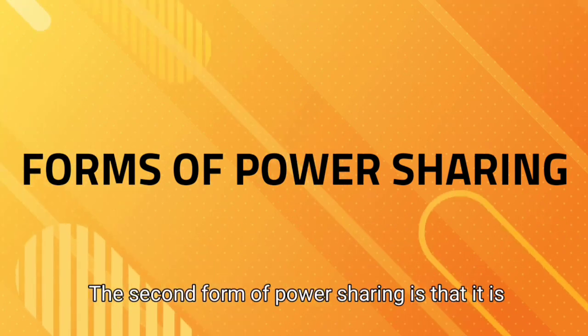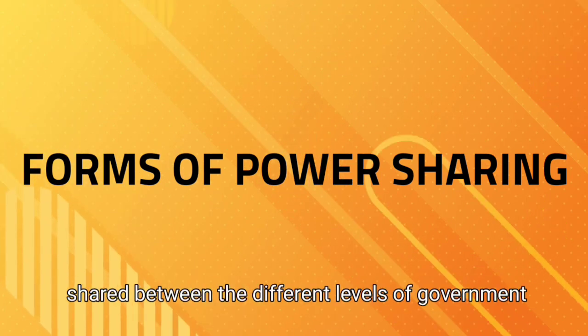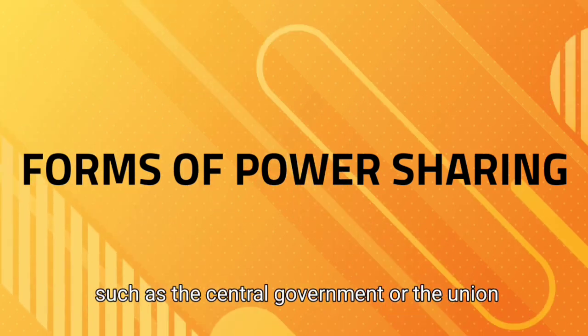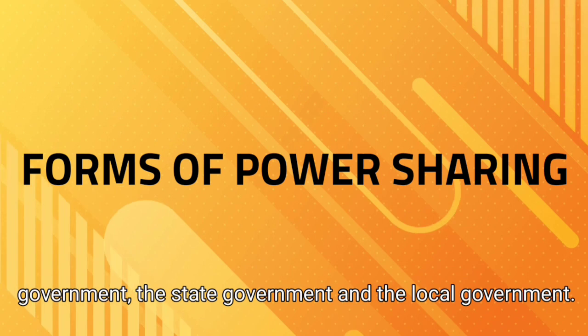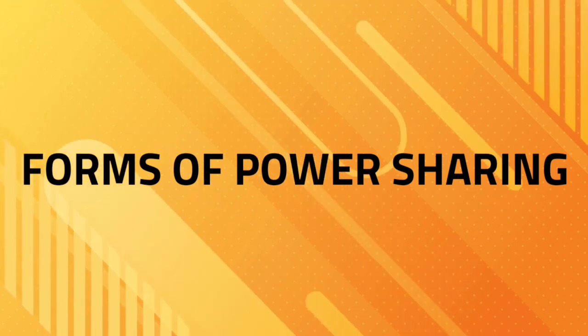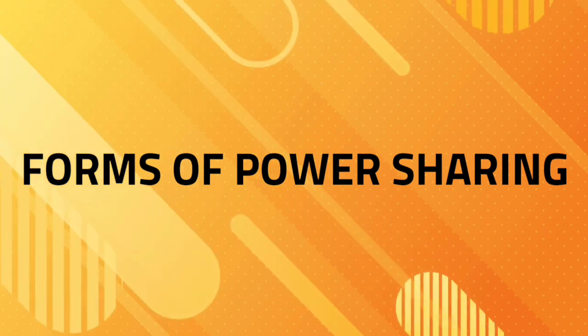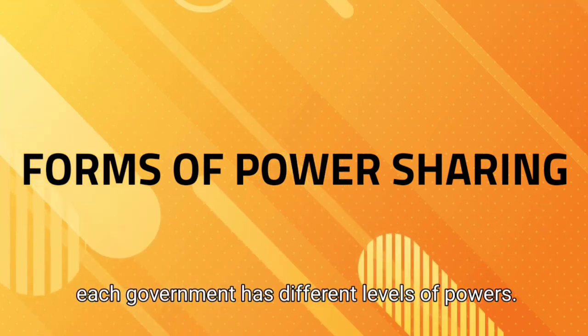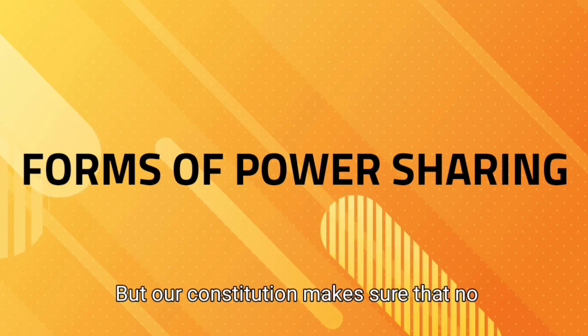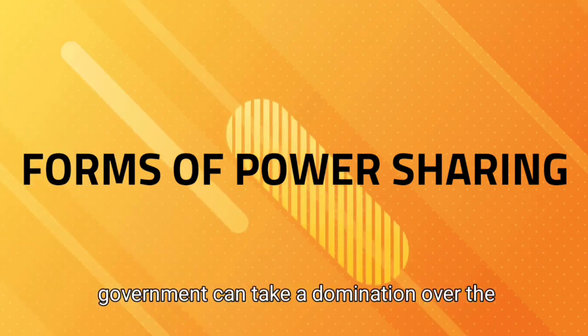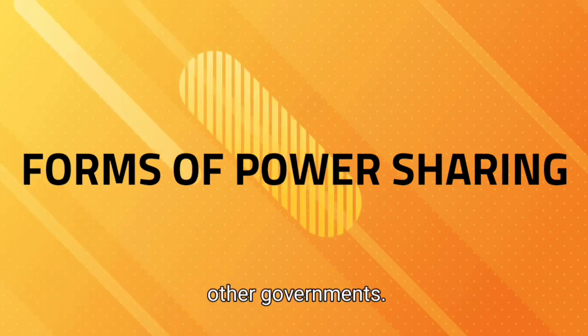The second form of power sharing is that it is shared between the different levels of government, such as the central government or the union government, the state government, and the local government. As we studied in earlier classes, each government has different levels of powers, but our constitution makes sure that no government can dominate the other governments.